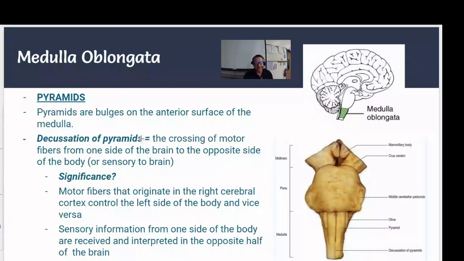All right, so now the pyramids and the decussation of the pyramids. Up here you have the midbrain, the bulge right here is the pons, and down here we've got the medulla. The pyramids are these bulges you can see right here and right here. These are the pyramids within the medulla. Decussation means to cross over.